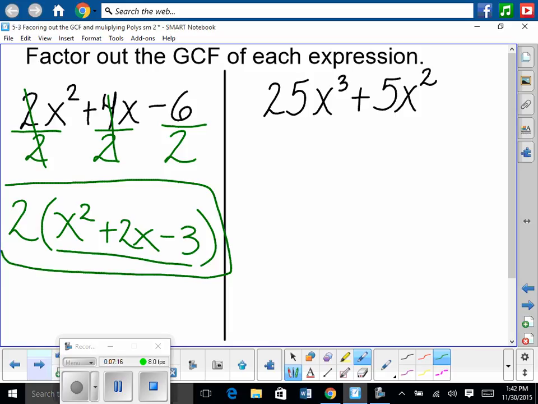Okay, a little bit harder. This one's still not too bad, but pay close attention. 25x cubed plus 5x squared. What's the greatest thing in common? 5x.